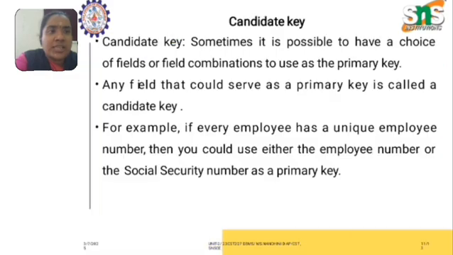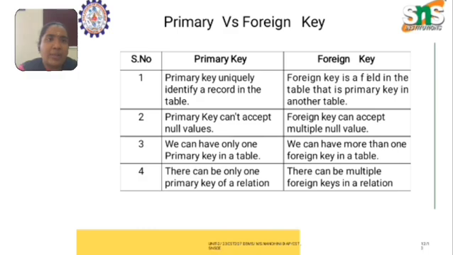Referential integrity has been explained here, and the candidate key is known as some possibilities to have a choice of field or fields combined to use as a primary key. Any field that could serve as a primary key is also known as a candidate key. The primary key and foreign key: a table is being shown, with records in a table related by a primary key to another table.